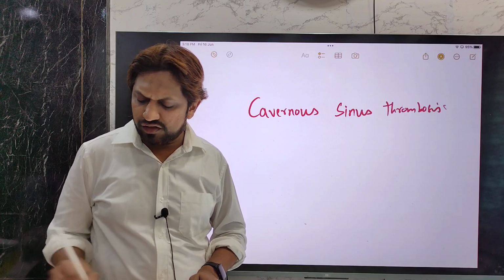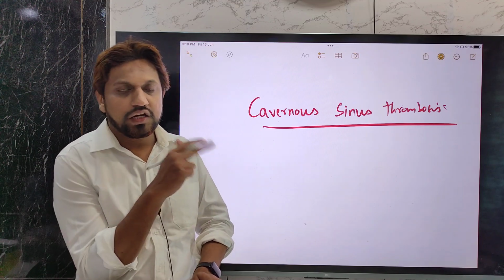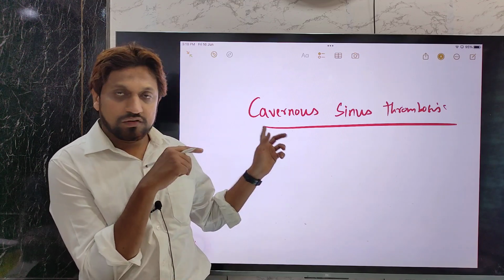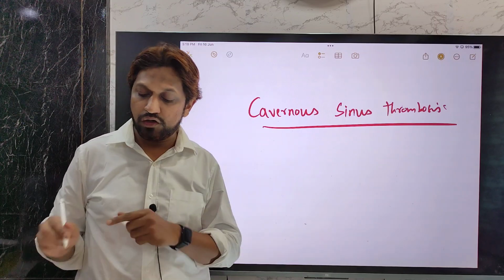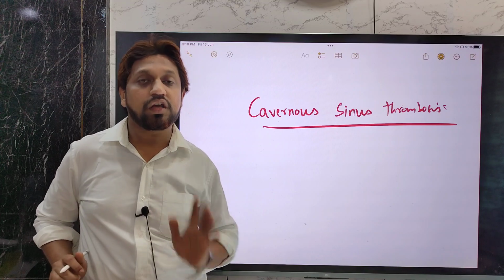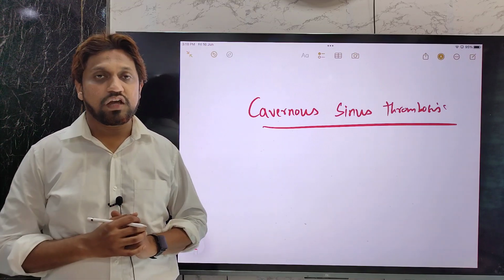So any infection, furuncle or boil, if it is deep enough to be drained into the facial vein, it will be carried by this communication to the cavernous sinus. So in the cavernous sinus, due to inflammation, it will lead to thrombus formation in the cavernous sinus. So what will happen if there is a formation of the thrombosis in the cavernous sinus?